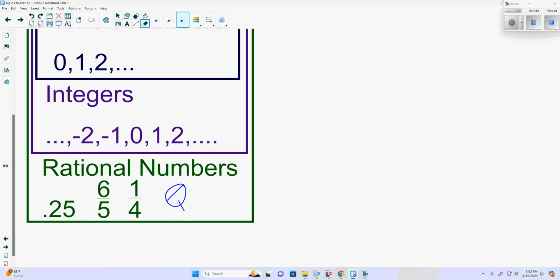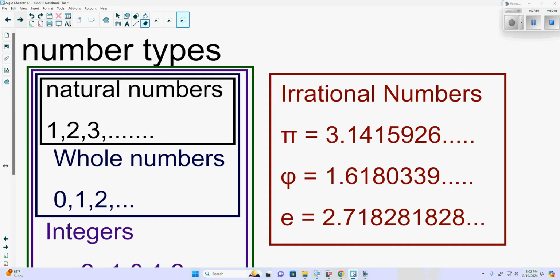Well, if we have numbers that can be written as a fraction, we also have numbers that cannot, and those are our irrational. Irrational numbers are any number that cannot be written as a fraction. So the first one, you all know, pi is an irrational number. Now the next one is phi.